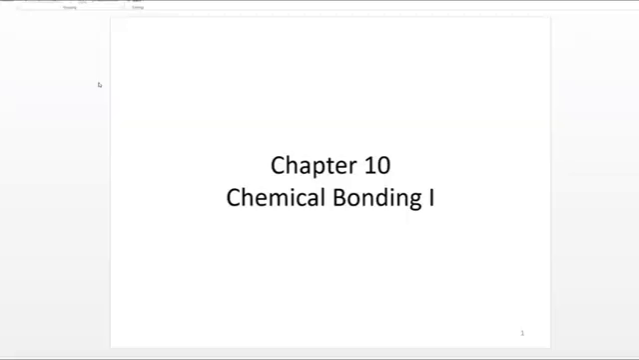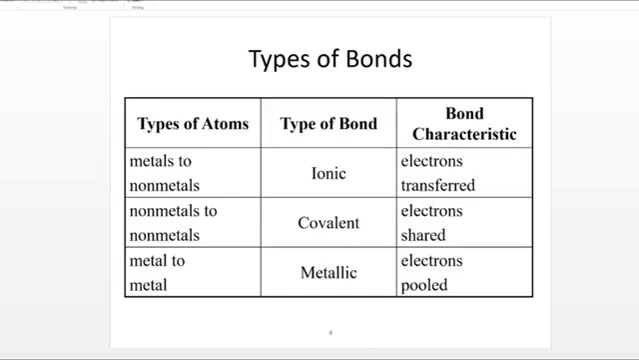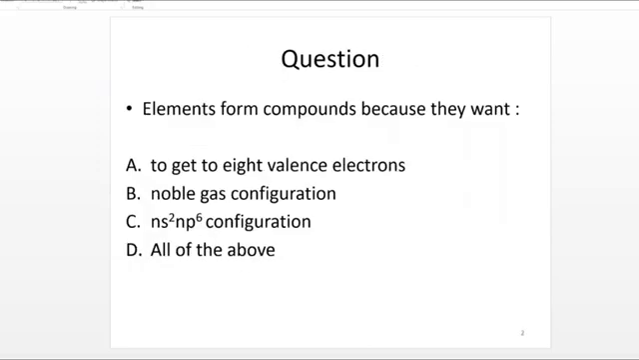In this video we're going to cover chapter 10, which relates to chemical bonding and Lewis structures. First, to orient ourselves, we want to understand that elements form compounds because they want to reach more stability. With their electrons, that means they want to reach a noble gas electron configuration, just like we talked about in chapter 9, which is the same thing as 8 valence electrons or an s2p6 electron configuration. So these statements are all true.